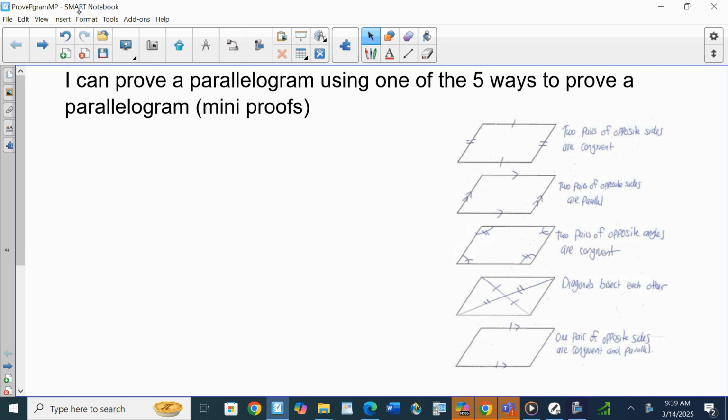This is really just building and building. Today, I can prove a parallelogram using one of the 5 ways to prove a parallelogram. And this is the mini proofs version of this lesson. This will build into the full lesson when we incorporate other things as well.